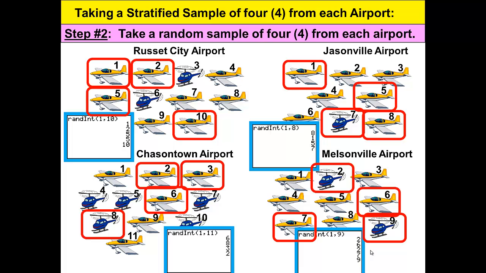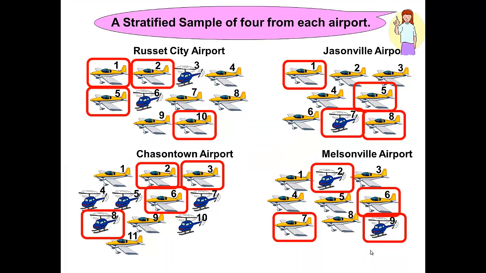If you do this along with us on your calculator, your sample will be different. Every time you take a random sample, you could get a different answer. And this is a stratified sample of 4 from each airport. And the circled aircraft make up our sample.